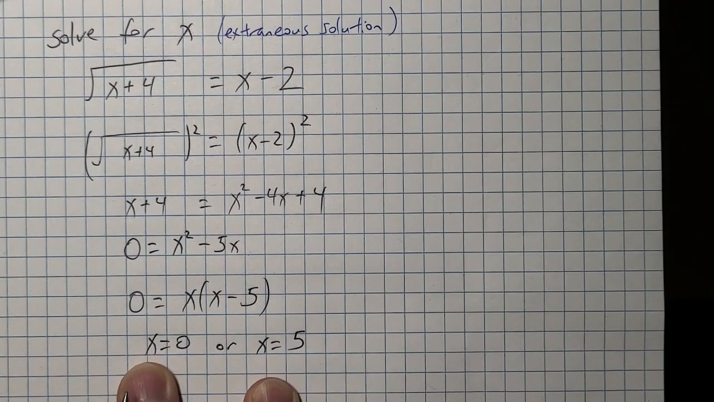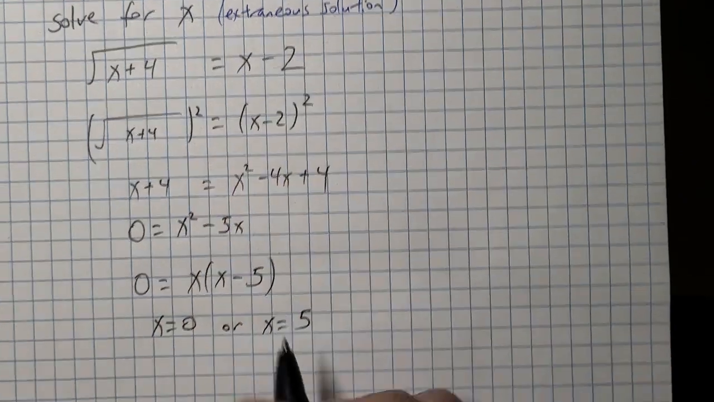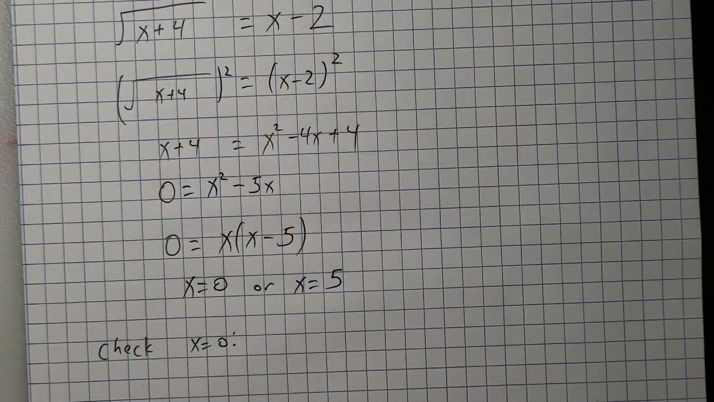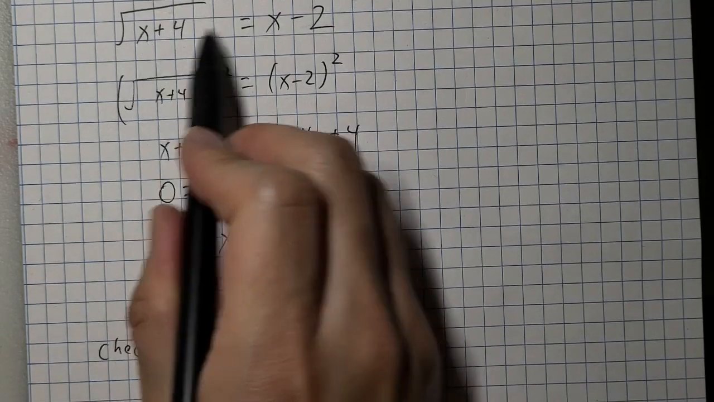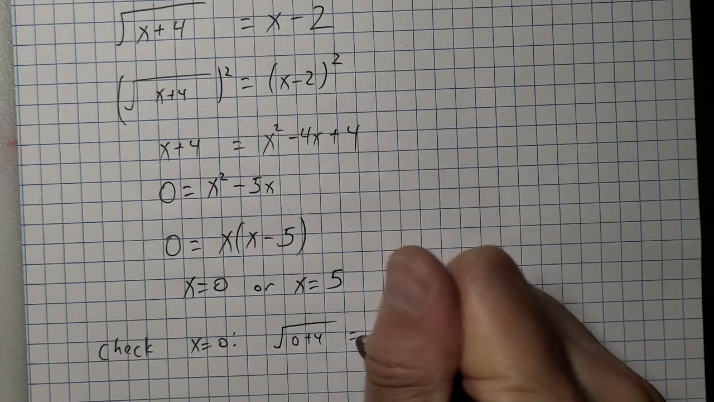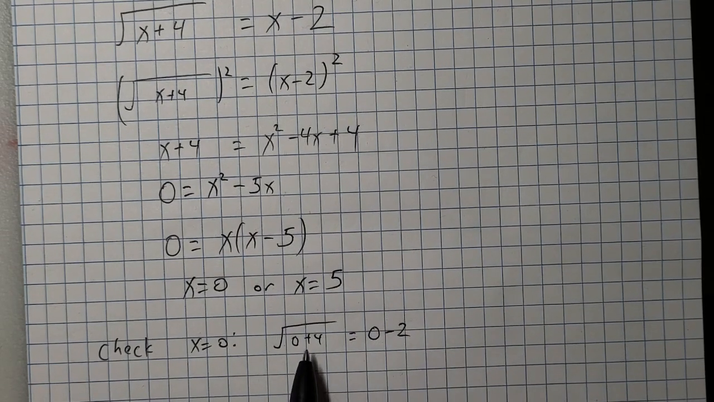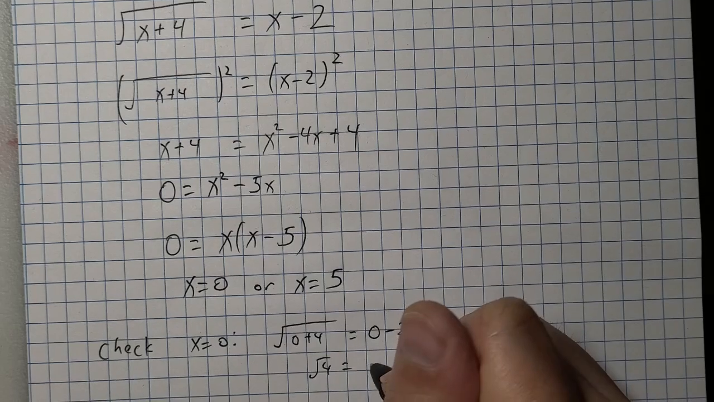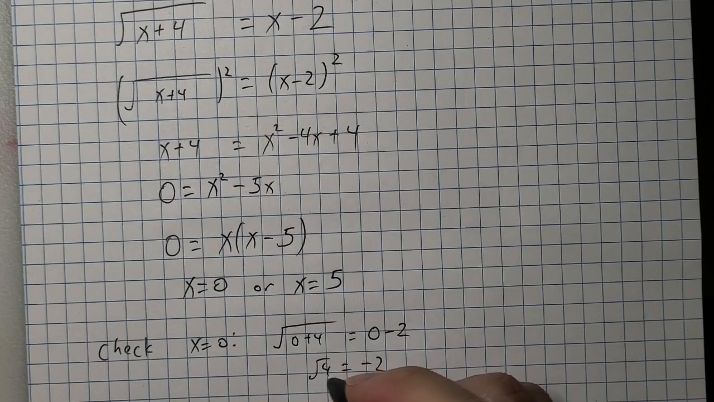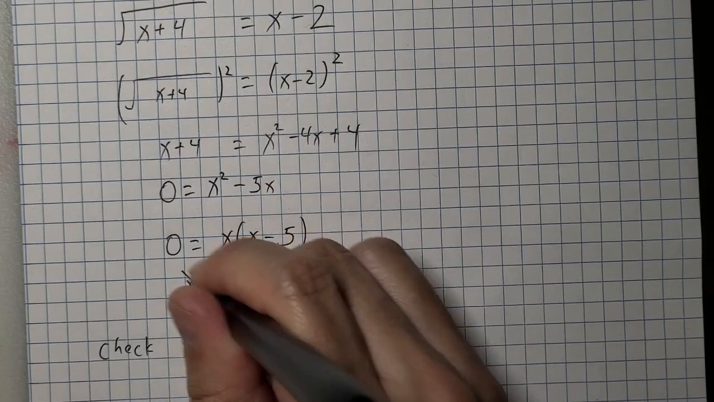As I said in the beginning, we might have an extraneous solution, so we have to check both of them. If we check x is equal to 0, we just plug 0 back into the original equation. We would get square root of 0 plus 4 is equal to 0 minus 2. Can this be possible? Square root of 4, can it be negative 2? The square root's output is always positive if it's a real number. So this is not true. So this is an extraneous solution.